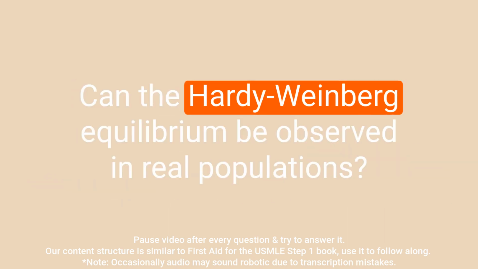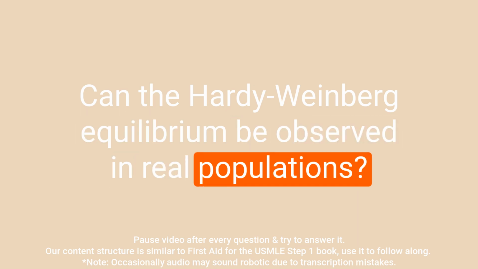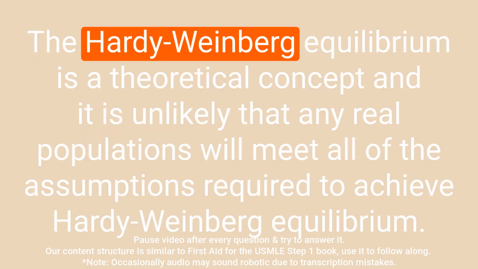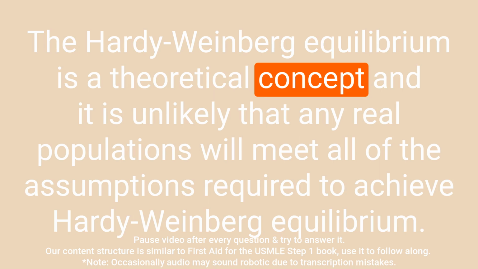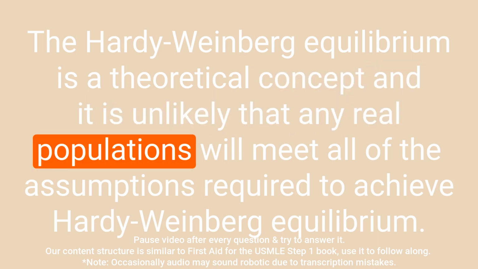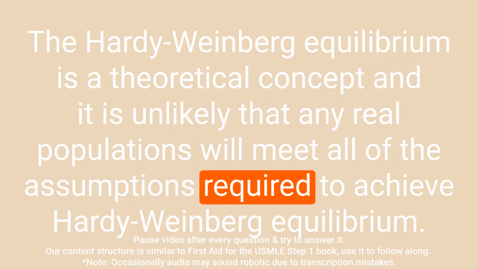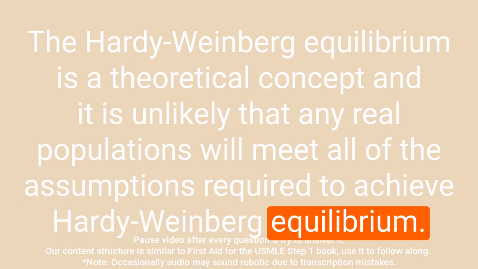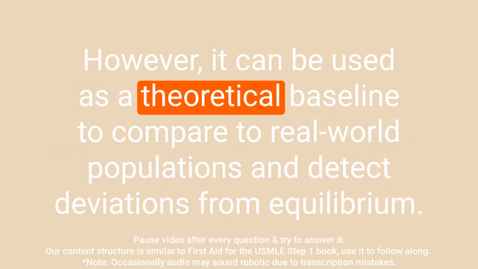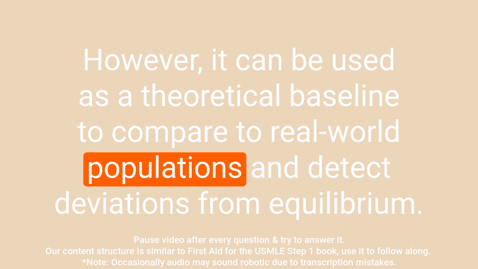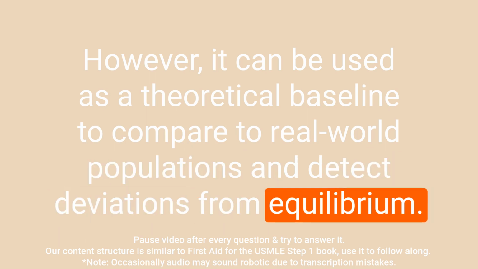Question: can the Hardy-Weinberg equilibrium be observed in real populations? Answer: the Hardy-Weinberg equilibrium is a theoretical concept and it is unlikely that any real populations will meet all of the assumptions required to achieve Hardy-Weinberg equilibrium. However, it can be used as a theoretical baseline to compare to real-world populations and detect deviations from equilibrium.